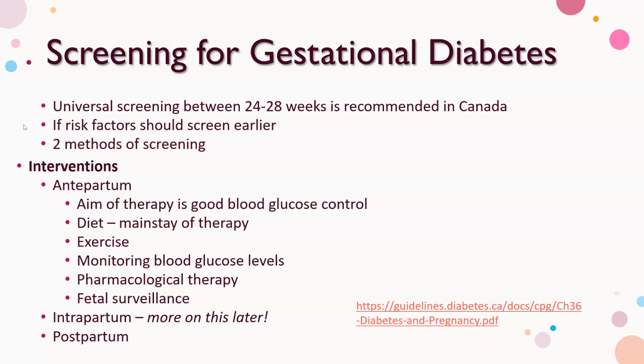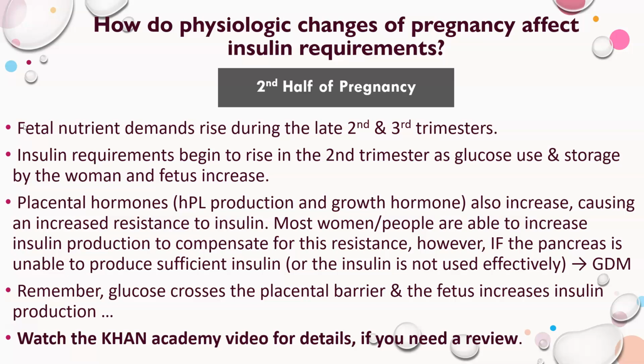Fetal health surveillance is very important because, again, there are increased risk factors, which I'm going to tell you about in a few minutes. When we think about the physiological changes of pregnancy, this does impact insulin requirements. So that's why we see diabetes manifesting during pregnancy, which makes it gestational. First of all, fetal nutrient demands rise during the late second and third trimester. We talked about this in the regular antepartum class about nutrition, how caloric intake is increased in the second and third trimester to account for these increased fetal nutrient demands.